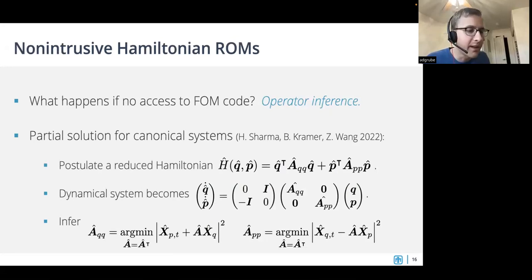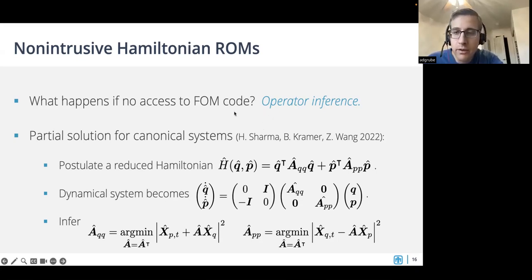One case that happens at Sandia fairly frequently, and other places as well, is that you have proprietary codes which are solving these large scale systems. And so you can't necessarily get inside the code and implement all of the things you need to implement. So what people have started doing in recent years is thinking about alternative ways to learn the operators that you need from the data that you have. This can be grouped into a group of techniques called operator inference.